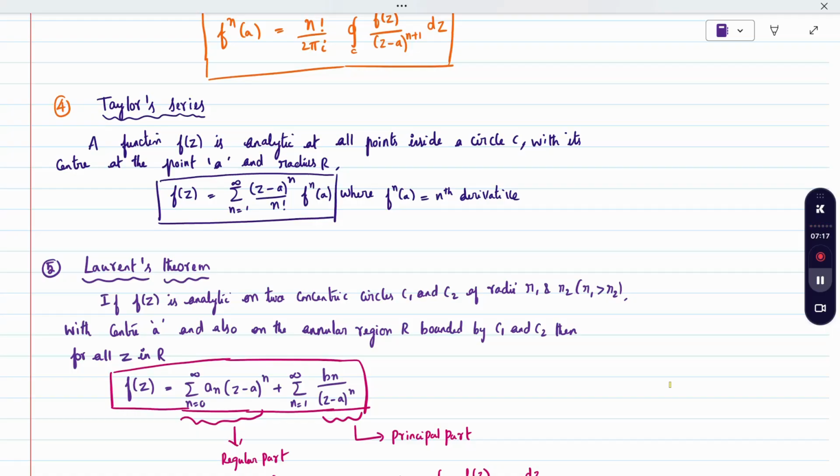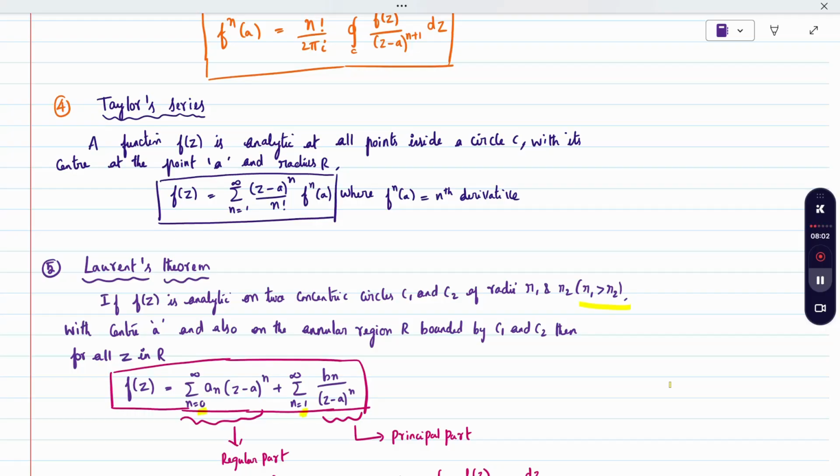Fifth will be Laurent's theorem. If f of z is analytic on two concentric circles C1 and C2 of radii R1 and R2, where R1 should be greater than R2, with center a, and on the annular region R bounded by C1 and C2, then for all z in R I can write the Laurent series as f of z equal to sum of a n into z minus a the whole power n, plus sum of b n divided by z minus a the whole power n. Here n starts from 0, and here it is 1. That is the difference.